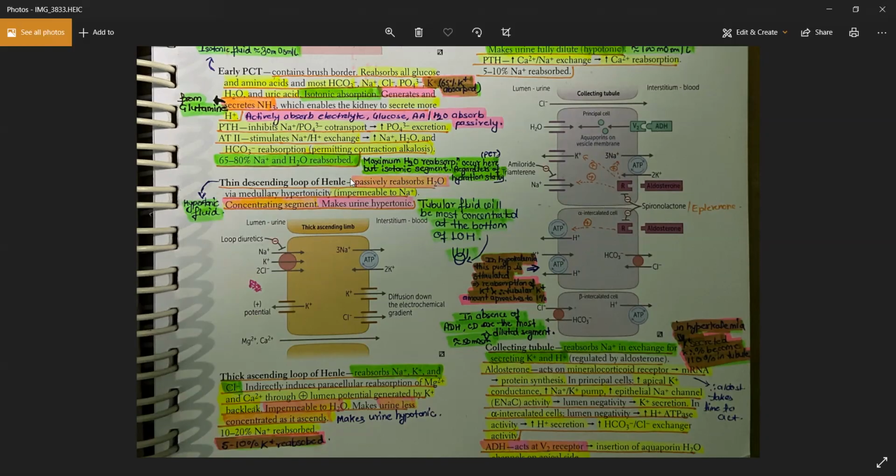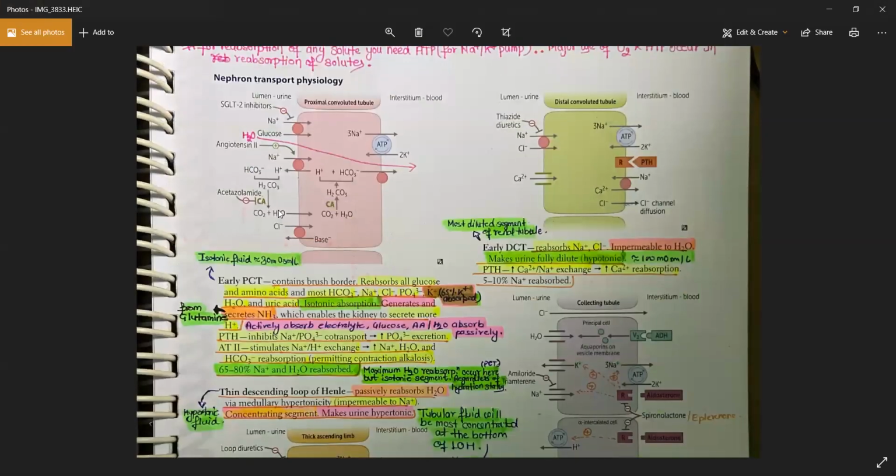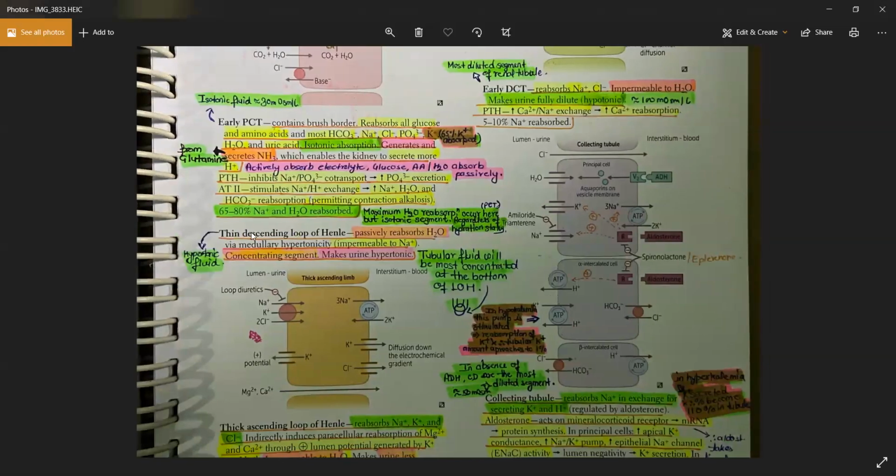So please tell me now, in the case of my PCT, all this filtrate was isotonic. What about the filtrate in the descending loop of Henle? Will it be isotonic, hypotonic, or hypertonic? Hypertonic, yes. It will be hypertonic as it passes through the descending loop of Henle. The concentration of every solute will rise because of the passive reabsorption of water. This part is impermeable to sodium or any other solute, so it is known as the concentrating segment.